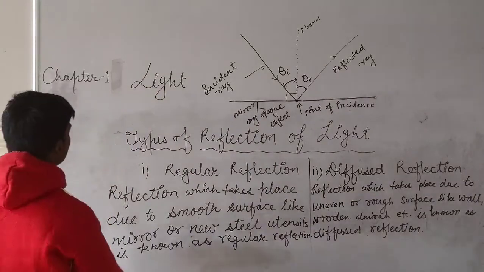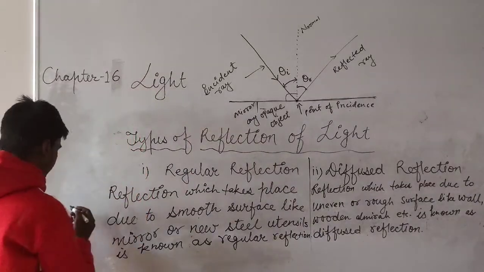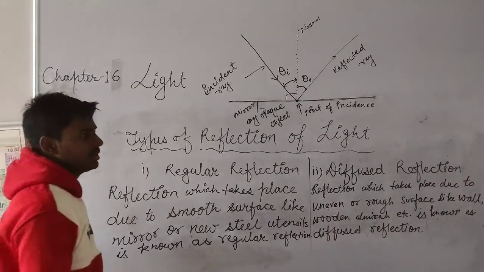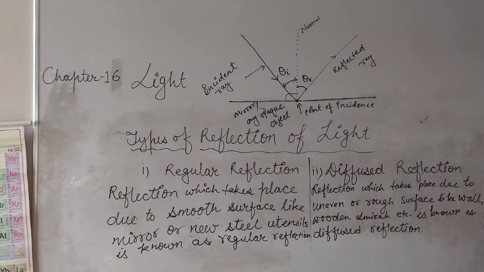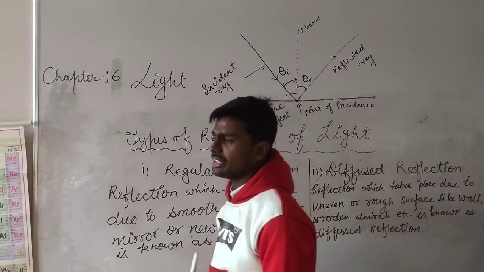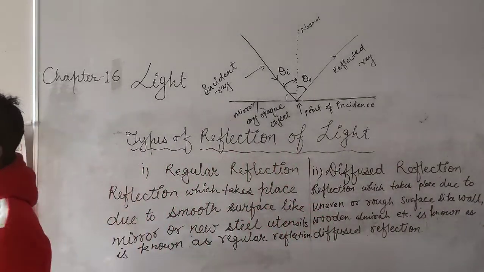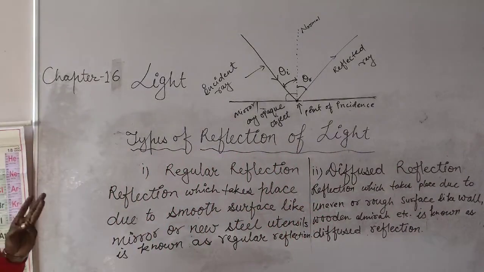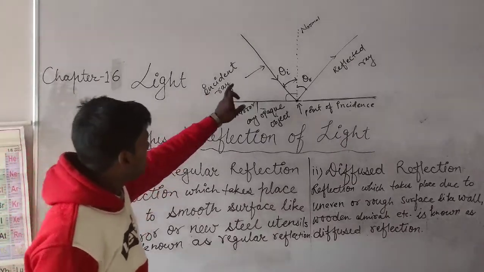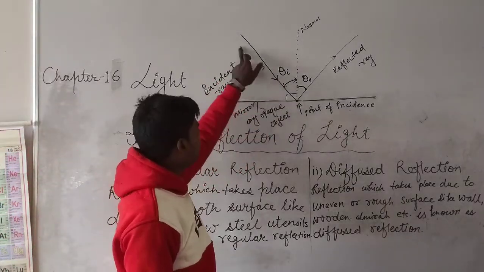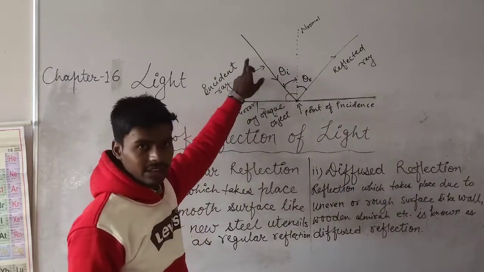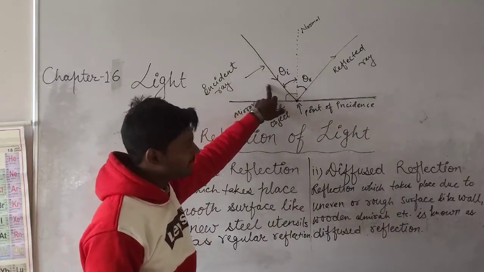Yes. We have read the definition. What was the definition? The laws which are followed at the time of reflection are known as the laws of reflection of light. Actually, there are two laws. First one is the incident ray, the ray which is coming. Look here, this ray is coming, so this ray is known as the incident ray.